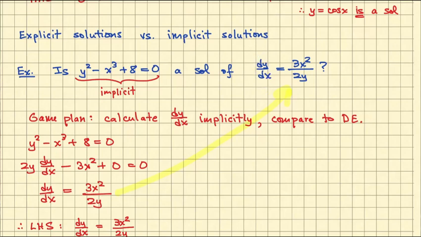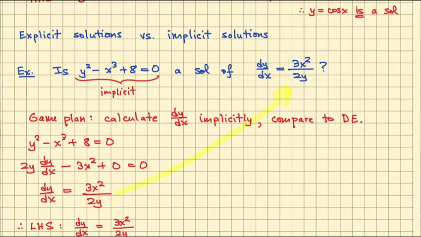So if you remember from calculus 1, if you have y squared minus x cubed plus 8 equals 0, and you implicitly differentiate this with respect to x, here we get a 2y dy dx, here we get a minus 3x squared, and then the derivative of 8 is 0, and the derivative of 0 is 0. And now we can solve for dy dx. This is just taking derivatives, no differential equations. And when we do this, we get that dy dx is 3x squared over 2y. We just solved for dy dx.